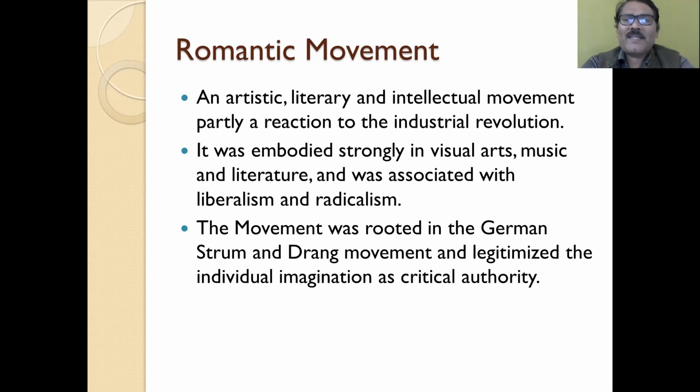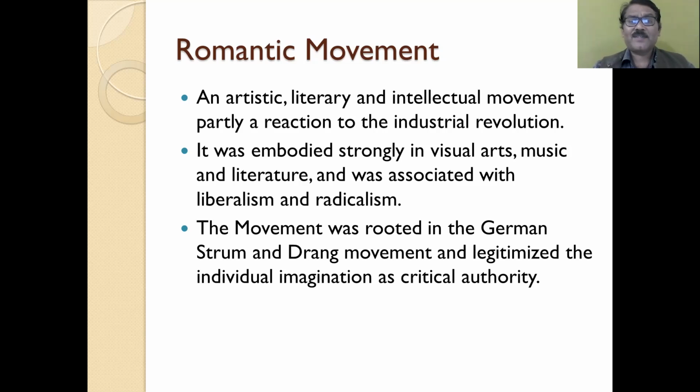What is this Romantic movement? It's an artistic, literary, and intellectual movement, partly a reaction to the Industrial Revolution. It was embodied strongly in visual arts, music, and literature, and was associated with liberalism and radicalism. You can see these words here. It is associated with visual arts. The same thing happened in Renaissance time, the Renaissance paintings. Similarly, you have that kind of liberalism found here. Music and literature. So literature is greatly influenced by the Romantic movement, and it is associated with liberalism and radical thinking, free thinking. That's why you come across a lot of subjective literature, a lot of liberal literature.